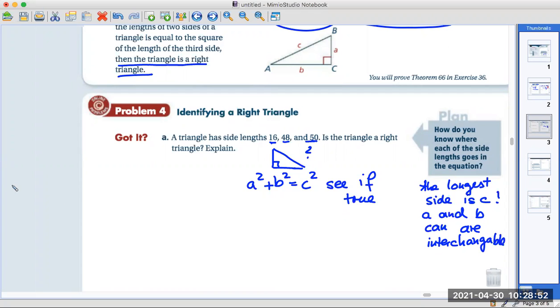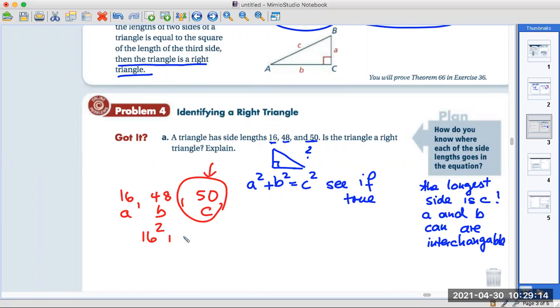So let's look at our numbers, 16, 48, and 50. The longest side is C. These two are the legs. You can call one A and one B. Yeah, so this is the important part. Okay, so let's write it out.